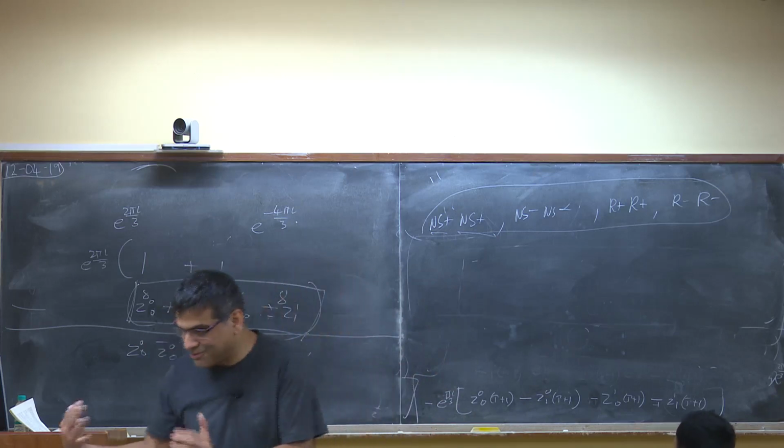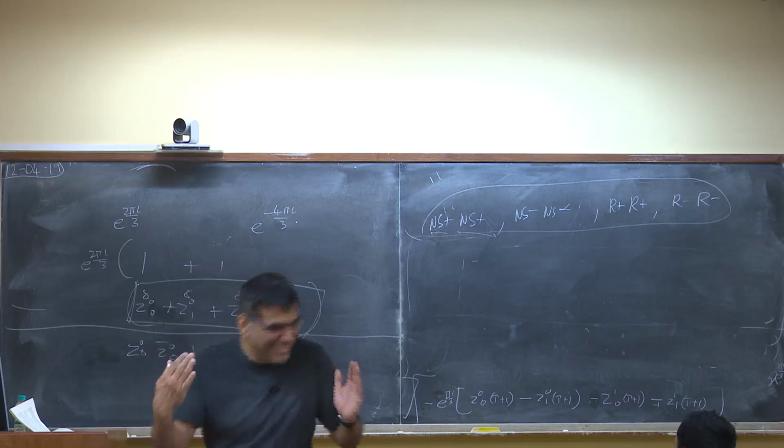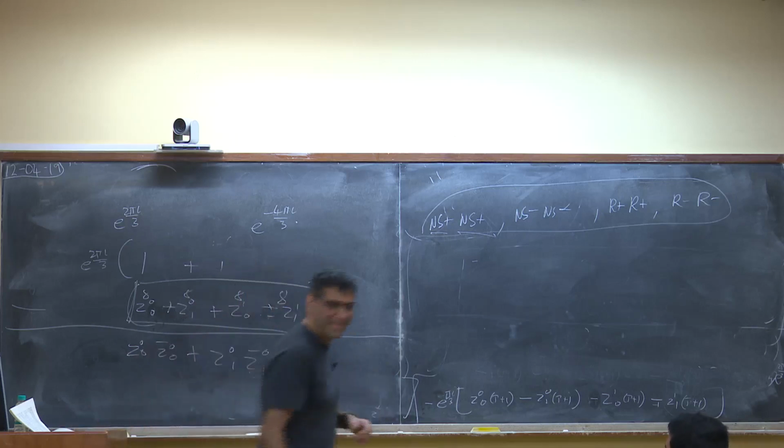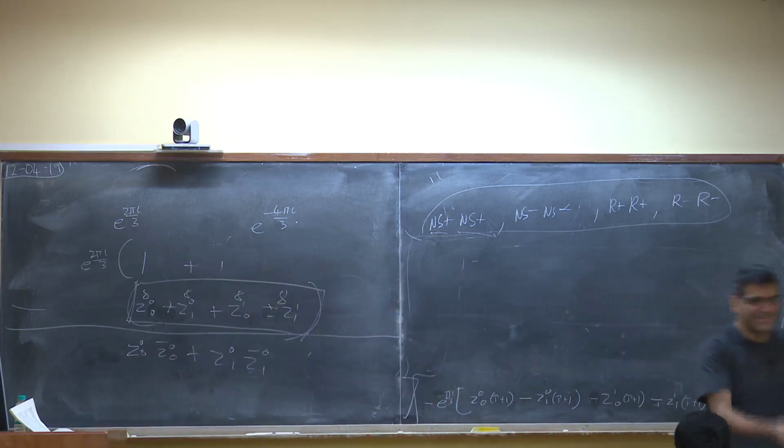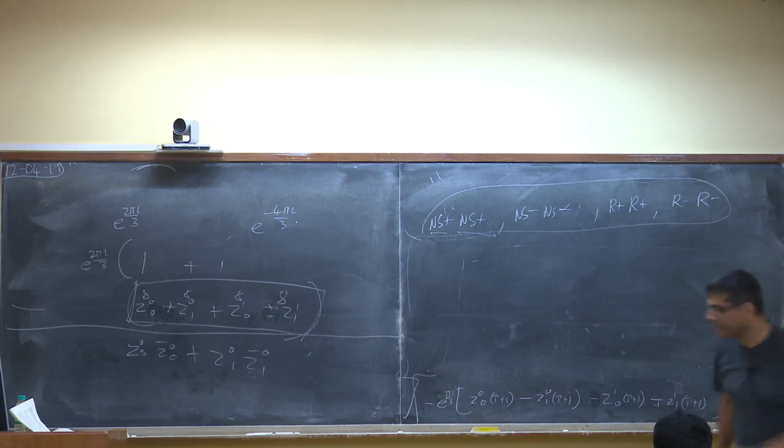But the type 2 theories are more interesting, right? They work in 8 dimensions. They have a more interesting modular invariant than this dumb diagonal invariant, which you can always build. Is that clear? Okay.